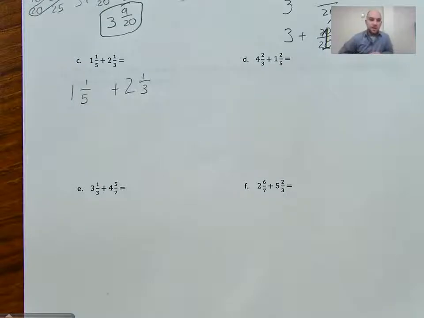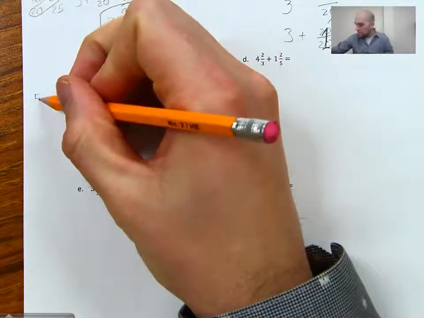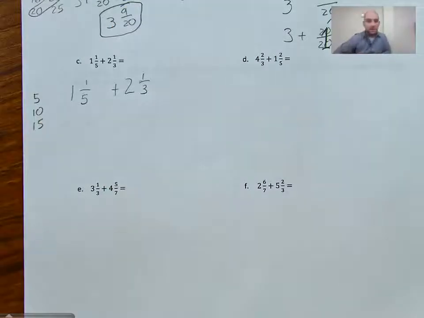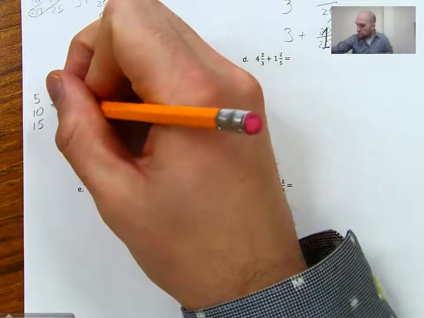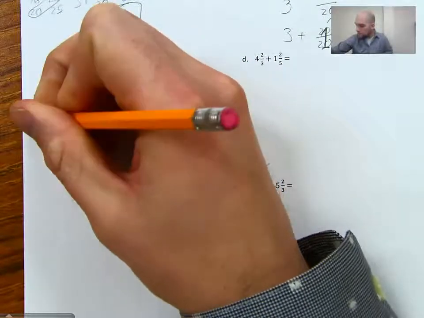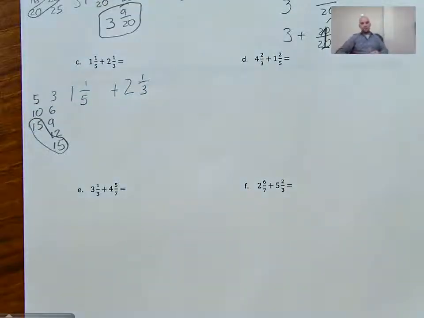Now, to find a common denominator between fifths and thirds, I'll start by skip counting by fives. 5, 10, 15. Well, there's 5 times 3, so I can stop. Unless I find something that's smaller than 5 times 3 when I do my multiples of 3, I'm not going to need to use that. So I'll do 3, 6, 9, 12, 15. So it looks like 15 will be our lowest common denominator. There's nothing lower than that that's going to make things easier for us.